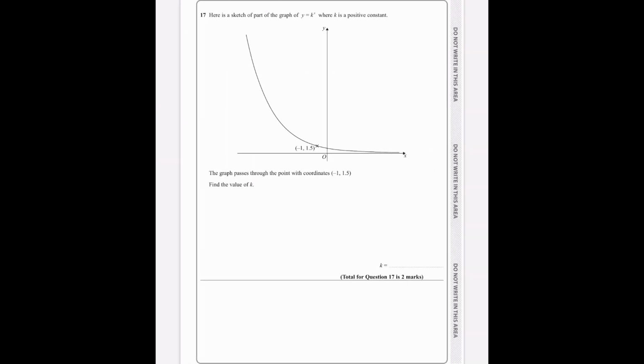Question 17, we've got a negative exponential curve. We know it goes through minus 1, 1.5, so I'll substitute those into the equation. K to the power of minus 1, well that means 1 over k. Multiply both sides by k, divide both sides by 1.5, and then 1 over 1.5, I've doubled the 1 and doubled the 1.5, so we've written it as 2/3, so k is 2/3.